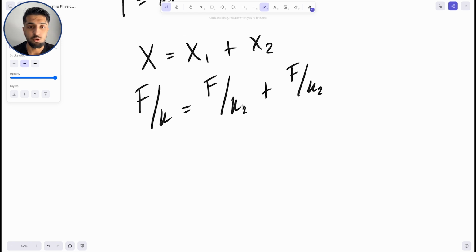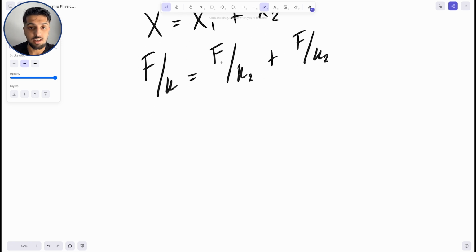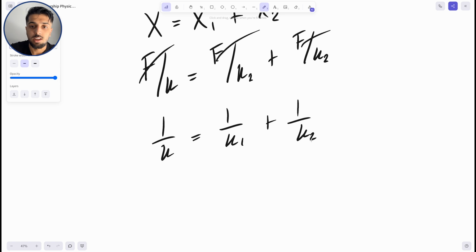Now the reason why the force is the same is because in order for this equation to be true, the same force needs to be applied on all three scenarios. And because the force is the same on both sides, we can cancel them out. And we get 1 over K is equal to 1 over K1 plus 1 over K2. So that's meant to be a K1 right there.